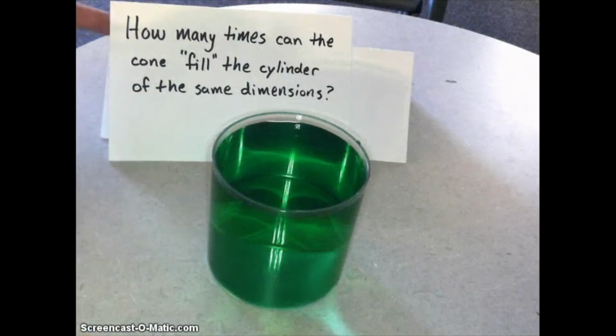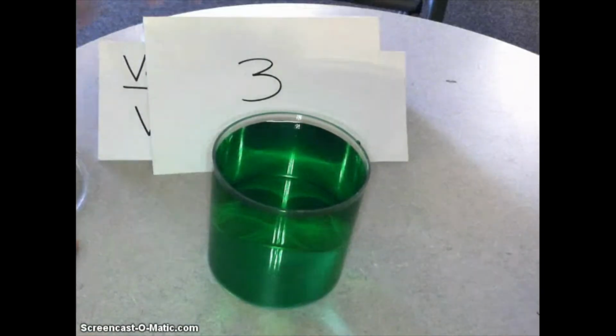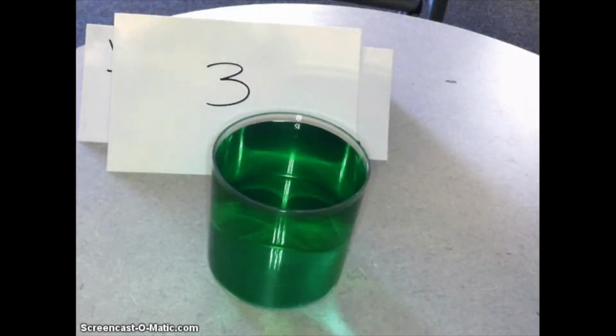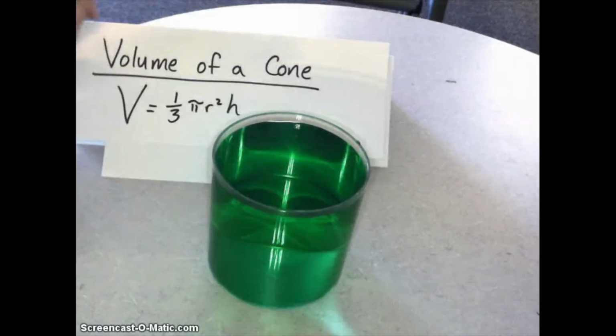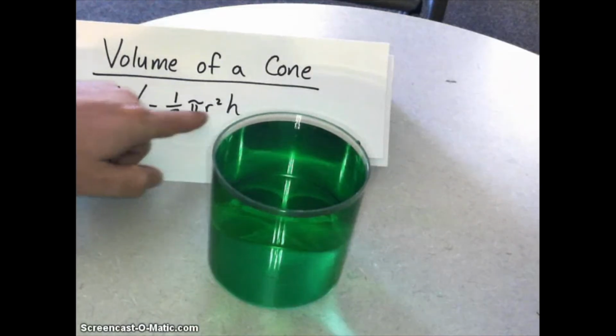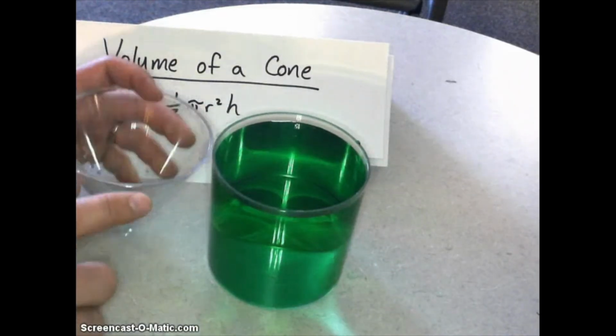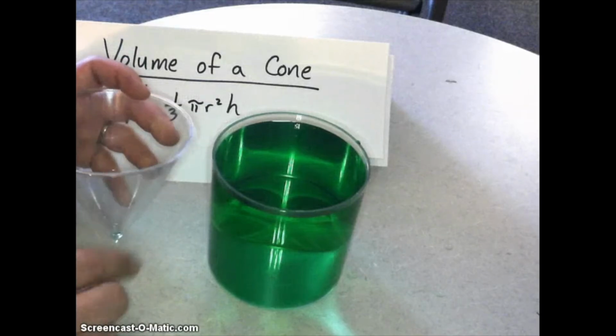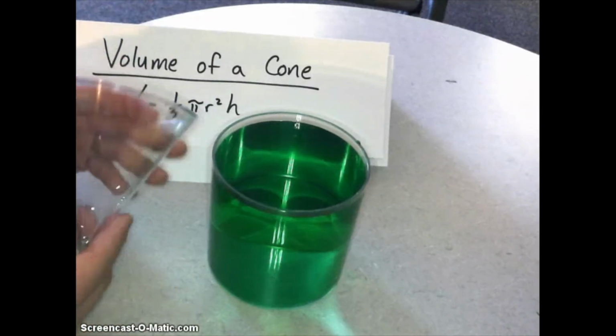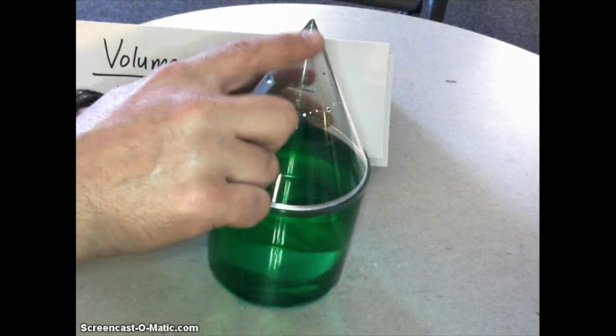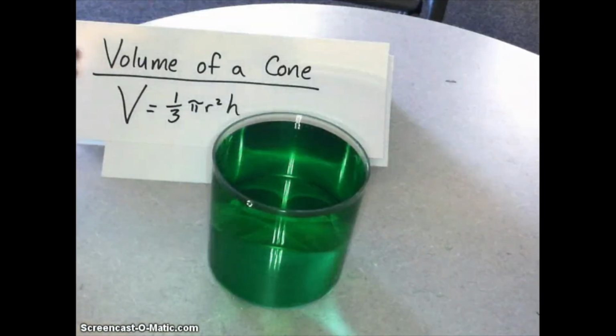So once again, how many times can we fill it? 3. That means that our volume of a cone formula is 1/3 the volume of the cylinder, pi r squared h. Remember, we're talking about the actual height from the top down to the bottom. All right, the next part of the notes, we'll actually take a look at using those formulas to solve some problems.